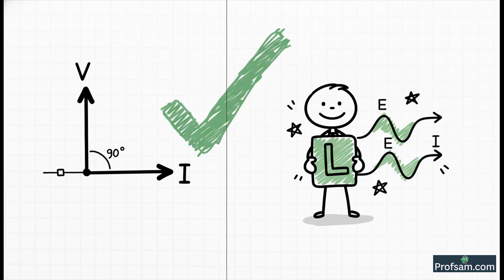Now here's a super useful trick to remember this for your entire life. ELI the ICEman. Just focus on the first part. ELI. ELI. In an inductor L, the voltage, E, comes before the current, I. See? ELI. This simple trick will save you from making a really silly mistake in the exam hall.